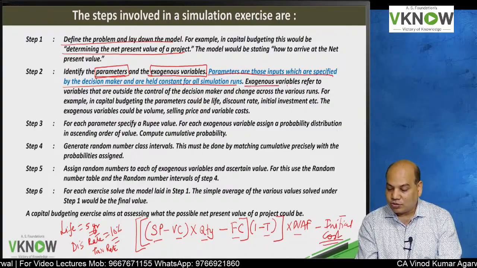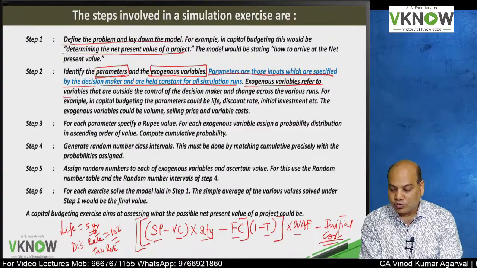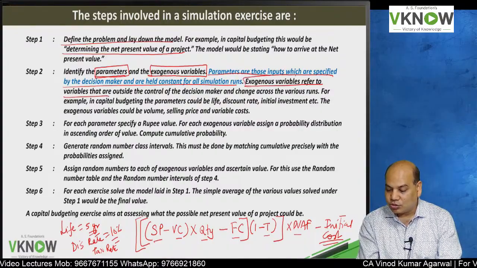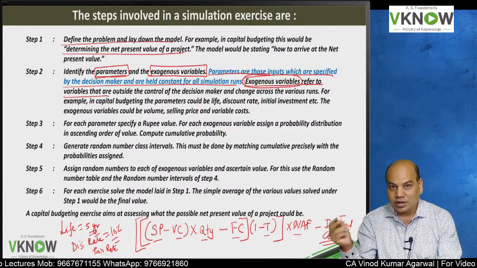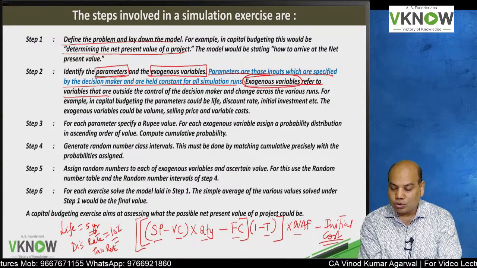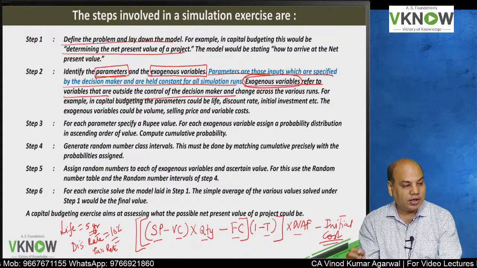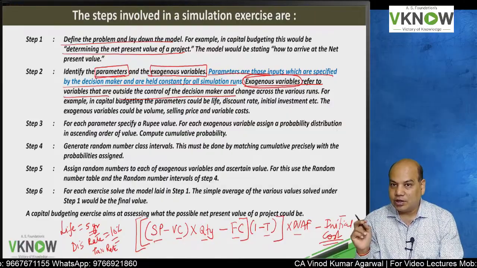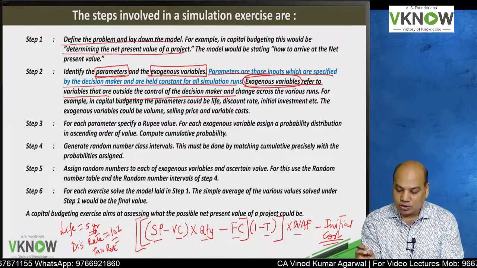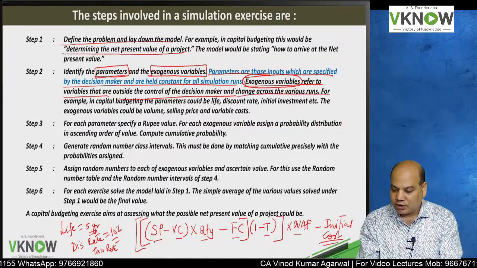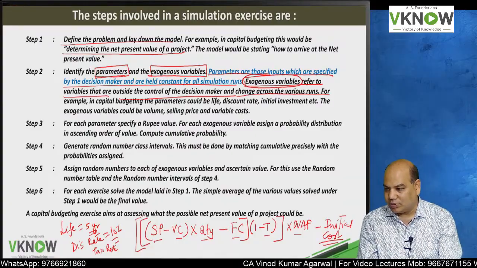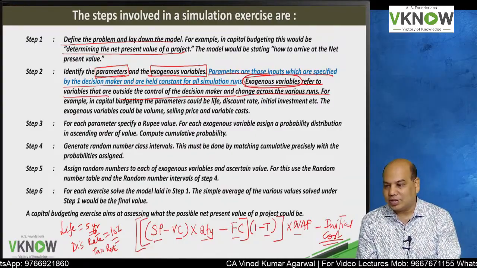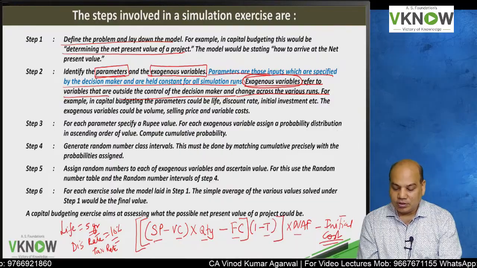And what about exogenous variables? Those variables, as the name suggests, are external, outside the control of the decision maker, and they can change. Selling price can change, variable cost can change, and that can affect my NPV. So we are going to test these exogenous variables.